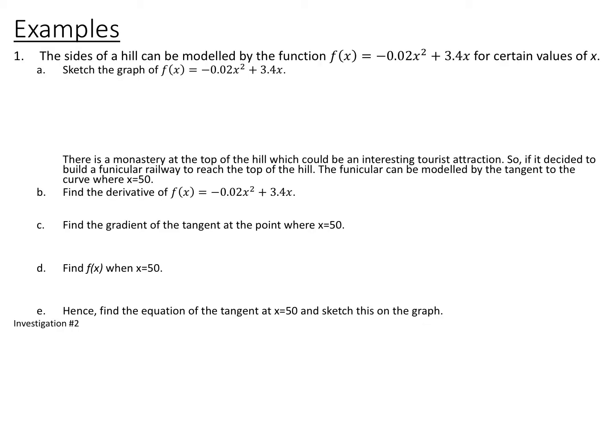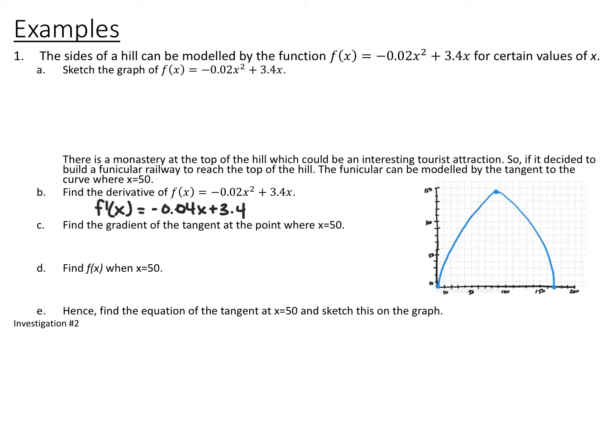The sides of a hill can be modeled by the function f of x equals negative 0.02x squared plus 3.4x for certain values of x. So for part A, we want to sketch the graph of f of x. Then there's a monastery that's built at the top of the hill, which could be an interesting tourist attraction. So it's decided to build a funicular railway to reach the top of the hill. The railway can be modeled by the tangent to the curve where x is equal to 50. So for part B, we then want to find the derivative of f of x. So go ahead and pause the video and try parts A and B.